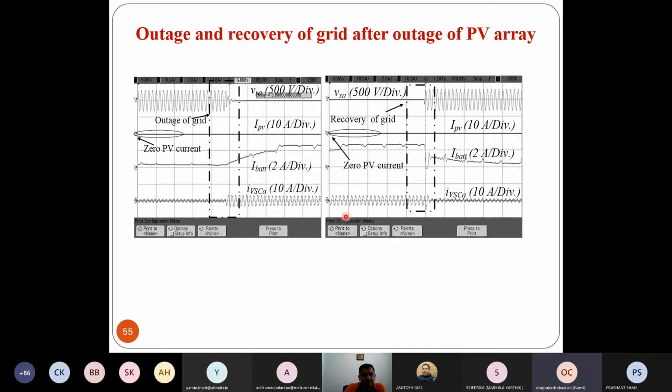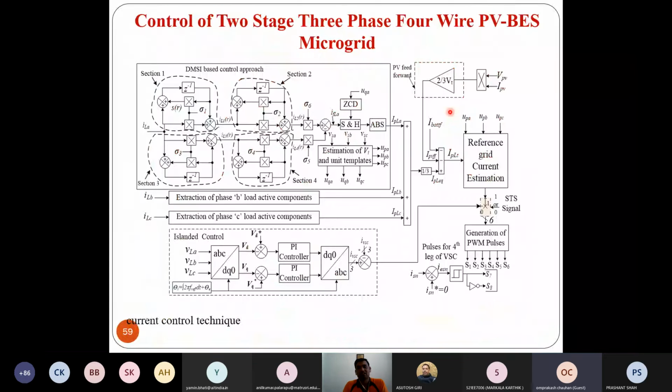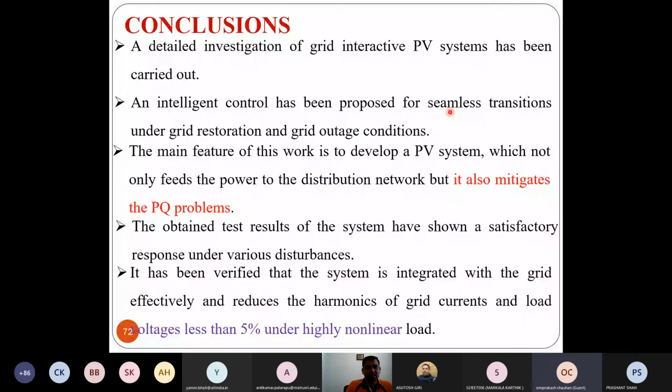So under zero PV insolation, the battery is more discharged because we have to feed the power to the load. So the battery is discharged in that particular case. And this is the 4-wire topology which we have implemented. So here I'm going to stop. I'm not going to discuss, otherwise it will take another 1 hour to discuss all these topologies, and we also have some other topologies.